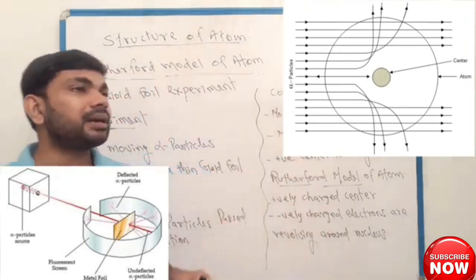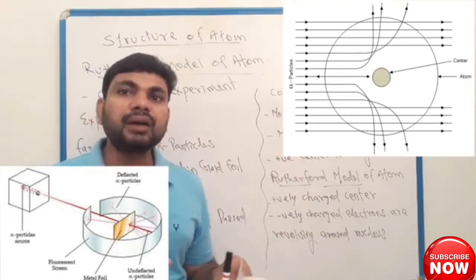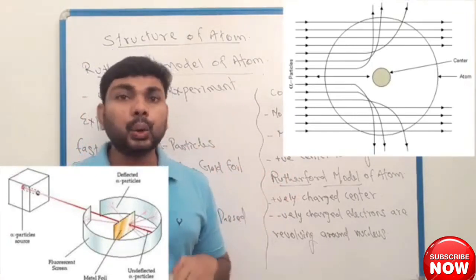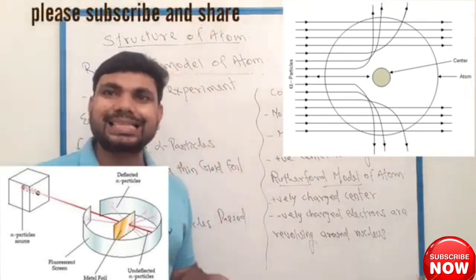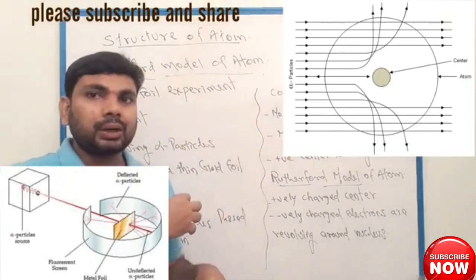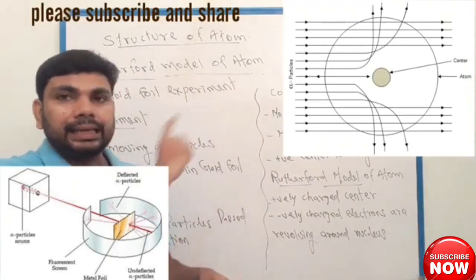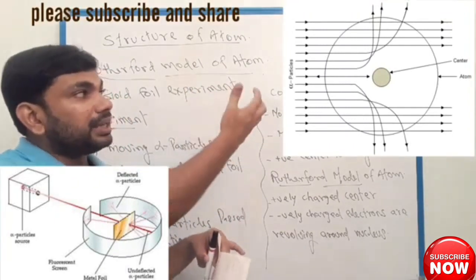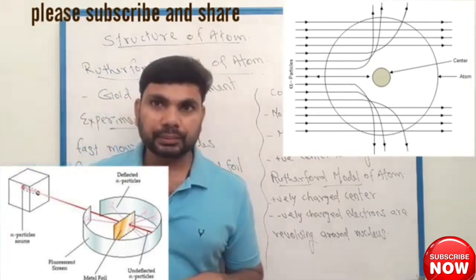Also you can see here some alpha particles deviated from their path. Also very few particles, a very small number of alpha particles, rebounded. They reflected by 180 degrees. Very few alpha particles reflected, or came back. So this was the observation.